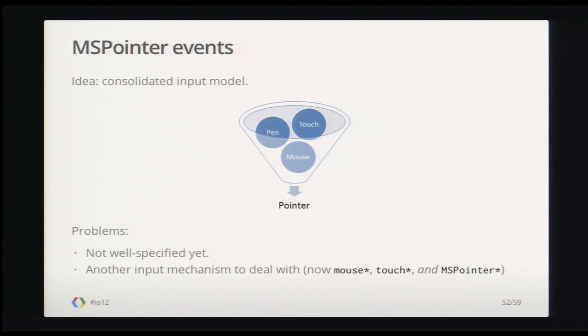Microsoft has an input model that they're planning on using for Metro. It's called MS Pointer, and the idea is to consolidate input, to consolidate mouse, touch, and pen into one single type. And of course, you can still distinguish between mouse and touch with an event property. It's a really nice idea. I like it a lot.